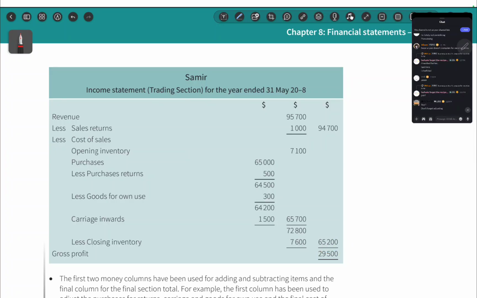Make sense or not? I think I'll label it. This is opening inventory, this is purchases, and now they're doing opening inventory plus purchases, which is 72,800, and then subtracting closing inventory. We write it in brackets to show that we're subtracting it, and then you get 65,200. This is our final amount. We subtract it from our revenue. This is our cost of goods sold, and you can see that we get to our gross profit.